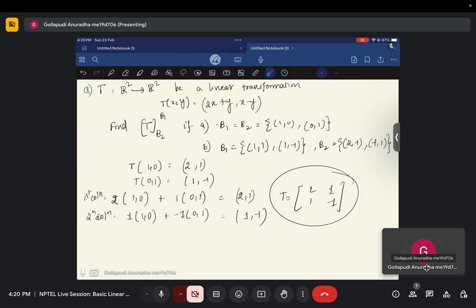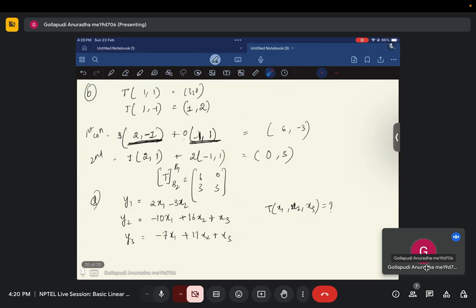Next, we are writing (6, -3) as a linear combination of these two. You should get (3, 0) as a linear combination of the other two. Why should I get (3, 0)? Because that is the procedure. What is the image you are getting? You have to write this as a linear combination of the basis of the codomain.